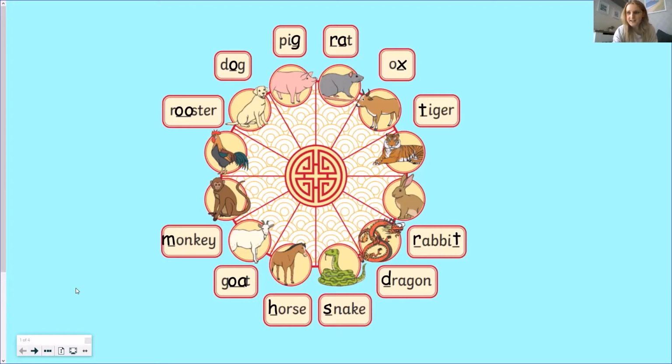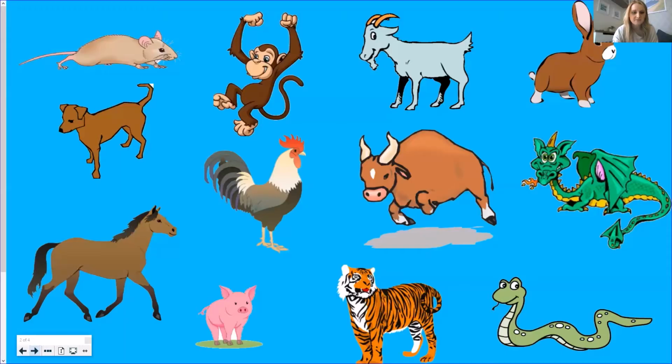Let's have a look now at our next activity, which we're going to have a look at together. Here we have all of the animals from the story. Do you remember how many I said there were? There's 12 animals from the story. I wonder which one your favourite animal is. Mine would be the tiger, because he's ferocious, but furry and friendly too. Which is yours?